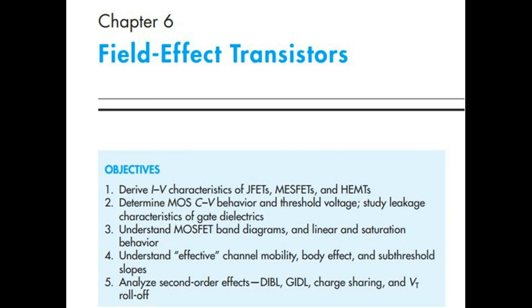Chapter 6. Field effect transistors. Objectives. 1. Derive current voltage characteristics of junction field effect transistors, metal semiconductor field effect transistors, and HEMTs.